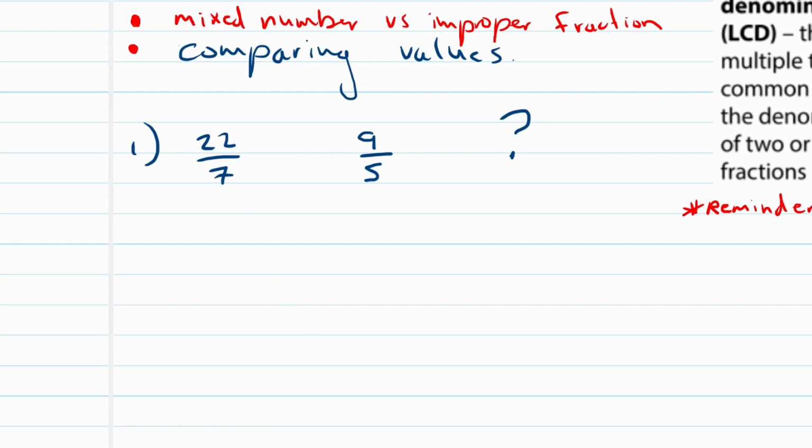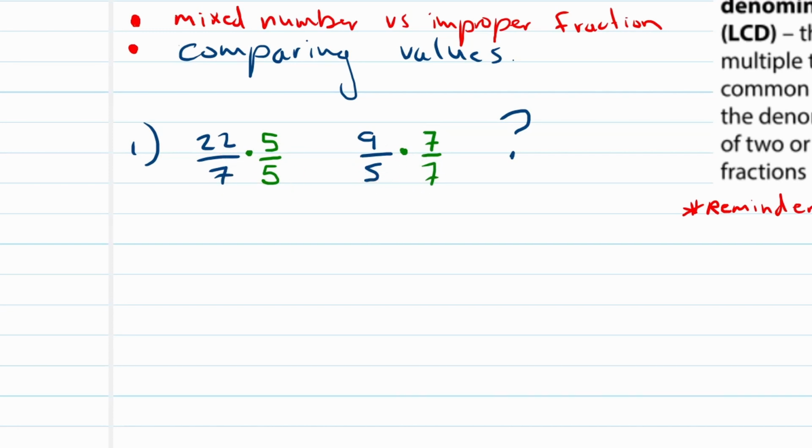So first of all, we're going to use our lowest common denominator. Now the easiest method here is to multiply this whole value, 22 over 7, with 5 over 5. In doing so, we will create a fraction with the denominator equal to 35. Now at the same time, we are going to multiply our second fraction, 9 over 5, with 7 divided by 7. And in doing so, we will also create a fraction with the denominator of 35.